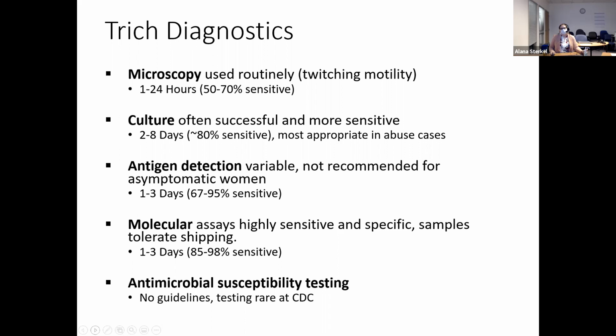And molecular testing, much like our chlamydia, gonorrhea, and Mgen, has really gained a lot of popularity recently because it is highly sensitive and specific, and the samples tolerate shipping a lot better than trying to keep the organism alive in transport. It still takes about 1 to 3 days, but it does have the highest sensitivity and specificity. Antimicrobial susceptibility testing is not widely available. In rare instances, it can be found at CDC, but generally, drug resistance has not been a problem for Trichomonas to date. Next.